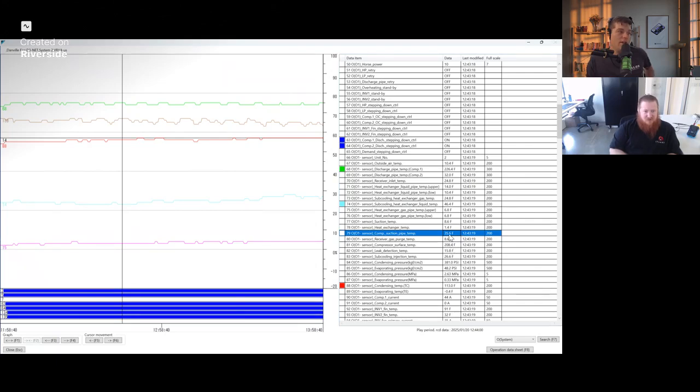I don't think we have accumulator temp, do we? I'm not missing it, am I? I go so fast sometimes. There should be. Oh, maybe not. It might have that gas purge sensor that's kind of close, but yeah, I know what you're talking about. So it's compressor suction pipe temp, right? Yeah, that's close. 35.6 degrees.